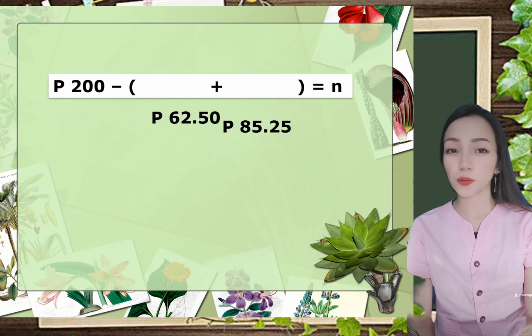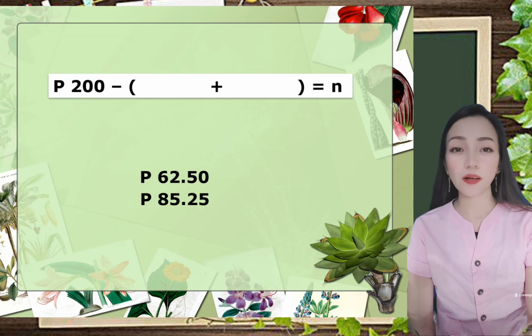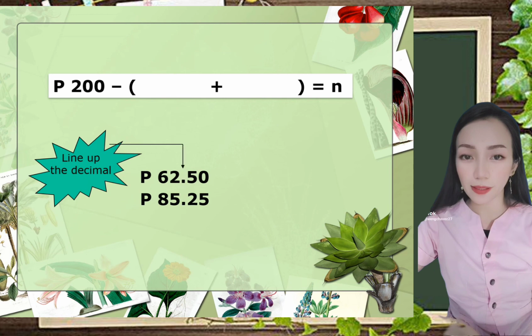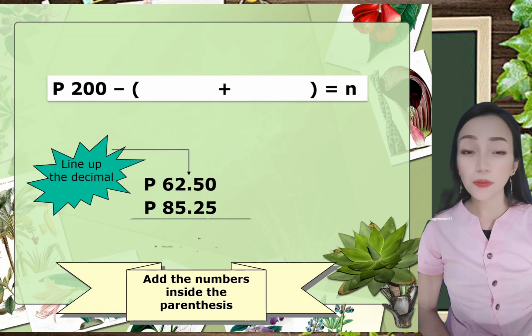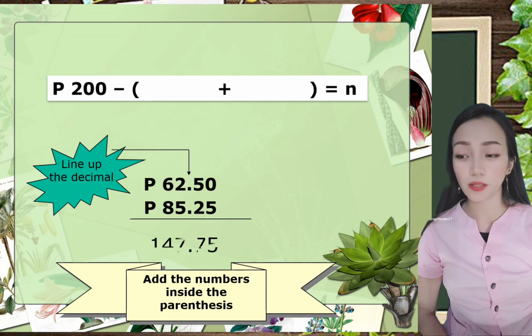So let us now compute. Let us now find first the sum of 62.50 plus 85.25. Those numbers are inside the parentheses. Line up the decimals. Add the numbers inside the parentheses. The total is 0 plus 5 equals 5, 5 plus 2 is 7, copy the decimal, 2 plus 5 is 7, 6 plus 8 is 14. So that is 147.75.